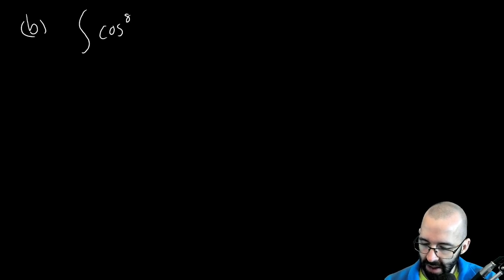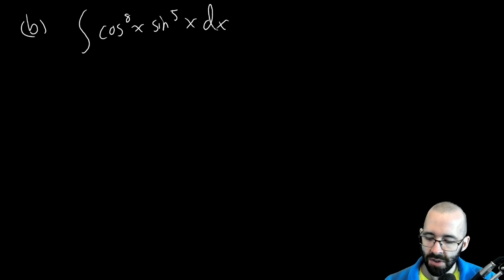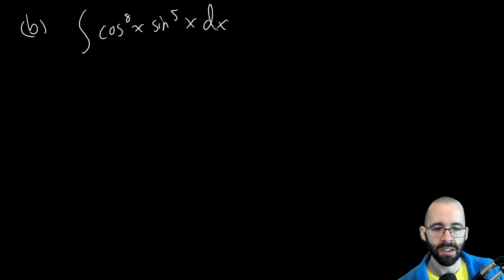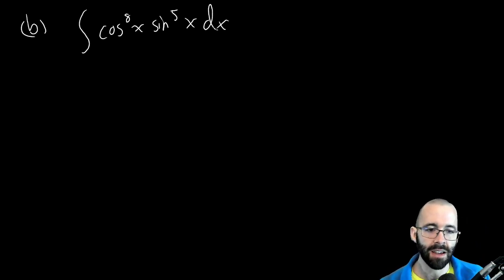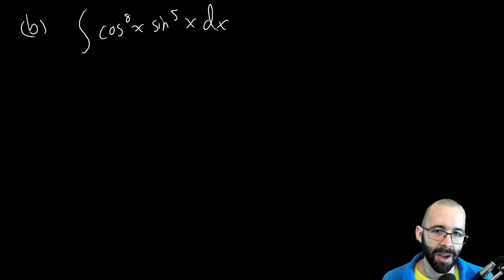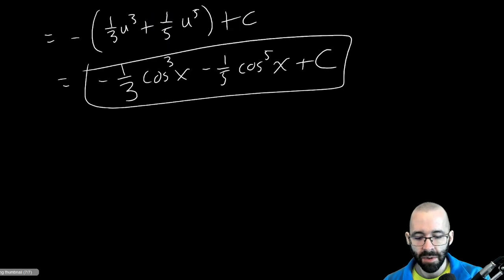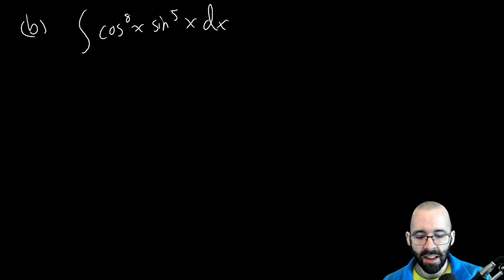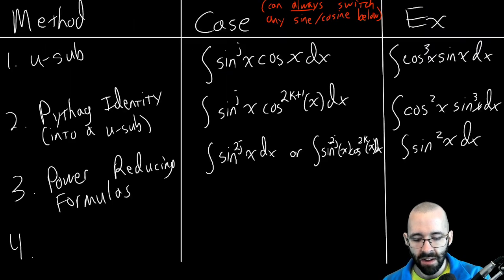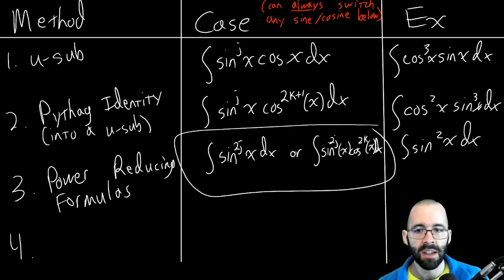Part B. Integral of cosine to the 8th x, sine to the 5th x. So this video is not just for power reducing formulas. I want you to think of all the methods. I want these videos to be cumulative. Because this is not case 3, right? Cosine to the 8th, sine to the 5th. That's one even and one odd. These are just for evens. Power reducing formulas are for evens.